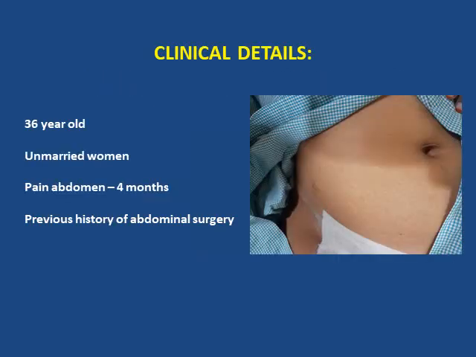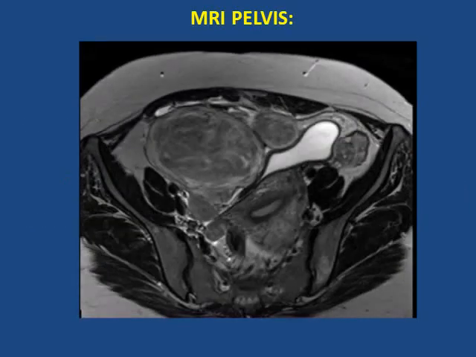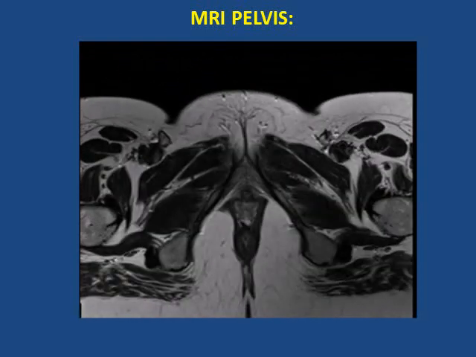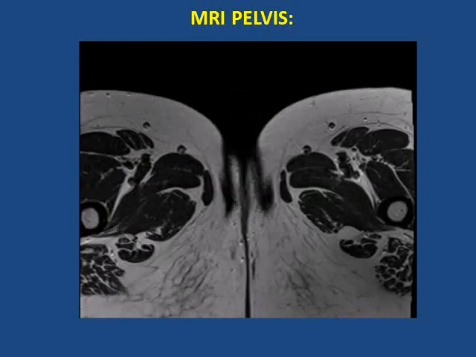Good morning, all. I'll be presenting a 36-year-old unmarried woman with abdominal pain for 4 months with previous history of abdominal surgery. This is a laparoscopic scar seen in the right lower abdomen as well as in the supraumbilical region. This is a T2 axial image in which we are able to see multiple T2 hyperintense mass lesions studded within the peritoneal cavity with similar appearing mass lesion within the uterus.